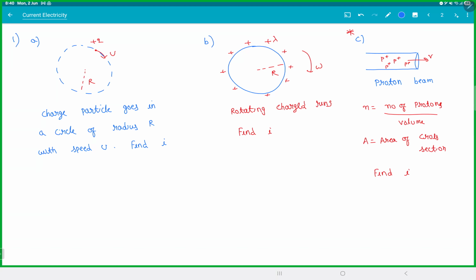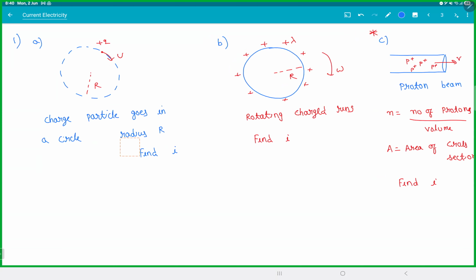Let's see. The first one is straightforward. I is equal to charge by time. So the charge is q and the time is 2 pi r, the circumference, divided by speed u. So I is Qu by 2 pi r.